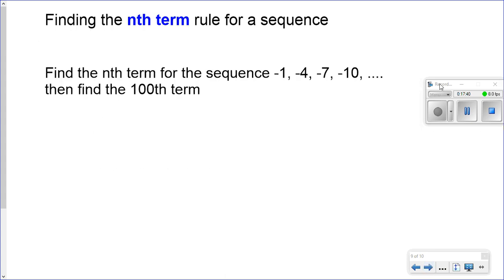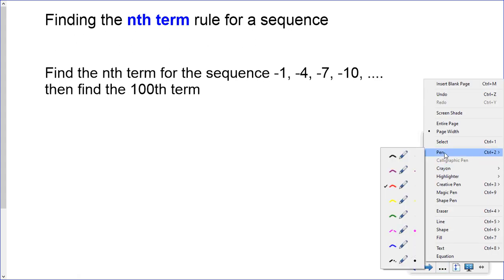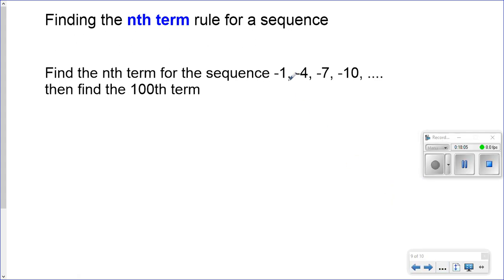Okay, we're going to have a look at one more example, a little bit trickier this one. Looks pretty similar, but notice how there are some negatives involved. Let's just see how that might affect our answer. So, find the nth term for the sequence -1, -4, -7, -10, and so on and so forth, then find the 100th term. So we're going to follow our routine as before. Nothing's going to change. Just because the numbers look negative doesn't mean we have to change our approach.